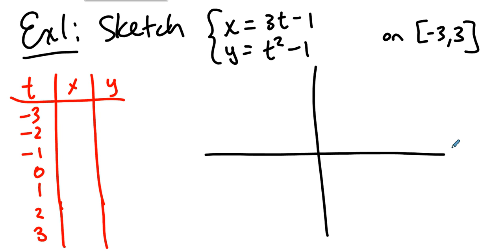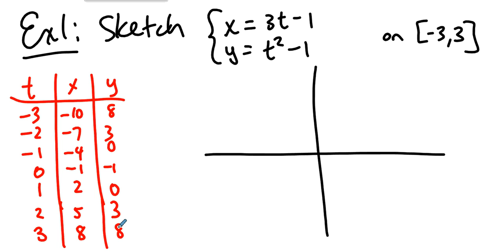So take a moment and do that. I'll do that also. And the y values. And so then there are 7 points to graph. There's stuff from (-10, 8) all the way to (8, 8). It seems to bottom out at (-1, -1). And so you get a curve that looks like this.